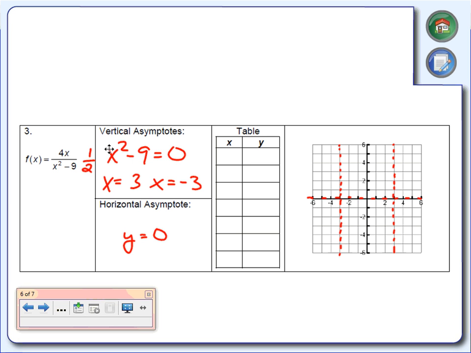Just remember, guys, when it's all said and done, you should not be touching your vertical asymptote or your horizontal asymptote. It's going to look a little different. There you go. Now, this one right here.